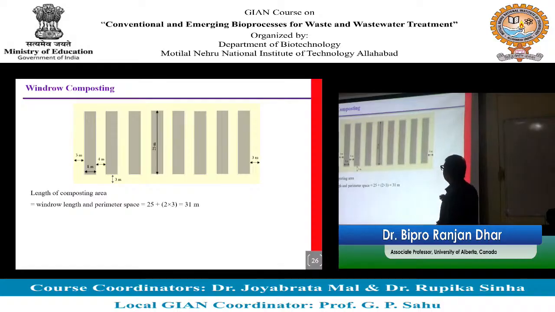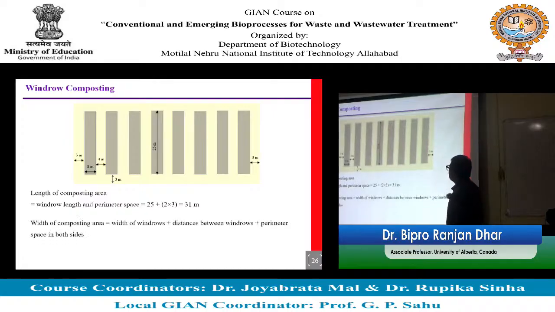So space around the 25 meter is 3 meter on both sides. So I have 25 plus 2 multiplied by 3, right? So 31 meter, my length is going to be 31 meter. But now what is the width?